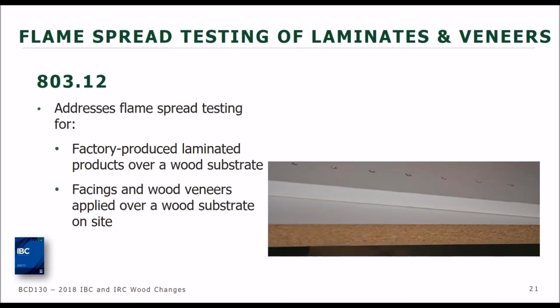Okay, and then still in section 803, wall and ceiling finishes. Now we have a section 803.11 related to laminated products factory produced with wood substrates, and then facings or wood veneers intended to be applied on site over wood substrates. There's been addition to the code now that provides some criteria for testing of these type of elements related to their fire resistance.